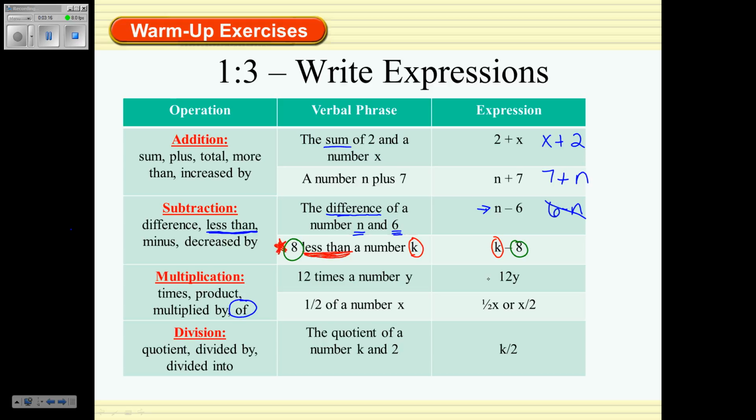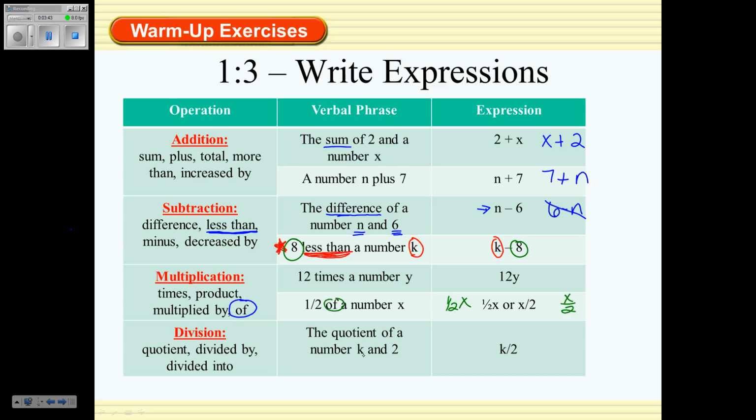Okay? All right, multiplication is pretty simple. 12 times a number y, 12y, 12 times y. 1/2 of a number x. You can write 1/2 x, or you can write x divided by 2. Either way, okay? Because x over 2, in other words, it looks more like this. Or you can write 1/2 x. Either way is correct. And then division, obviously, is fairly easy.